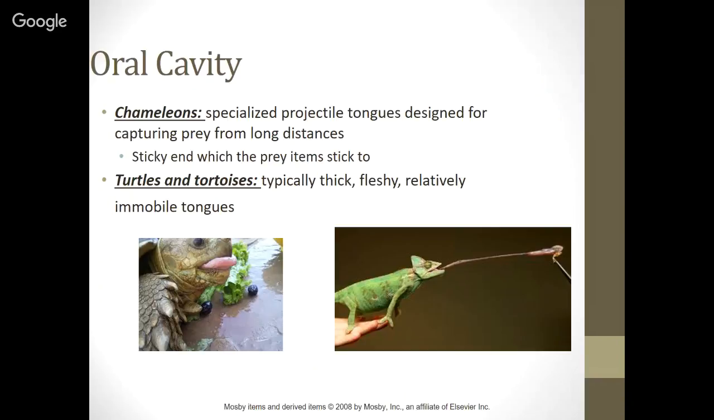Chameleons have a specialized projectile tongue that's designed for capturing prey at long distances. So here is a chameleon capturing prey. There's a sticky end to their tongue, and that's what sticks to the prey item. Turtles and tortoises have a thick, fleshy, relatively immobile tongue. So they don't use their tongue very much as they are gathering food.